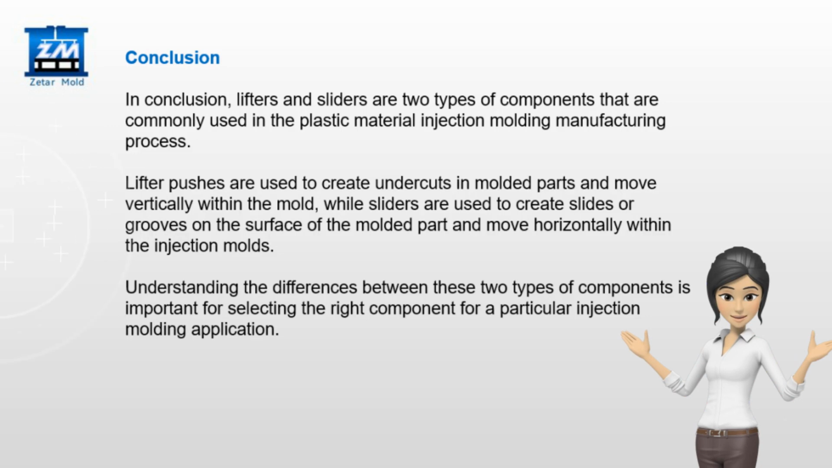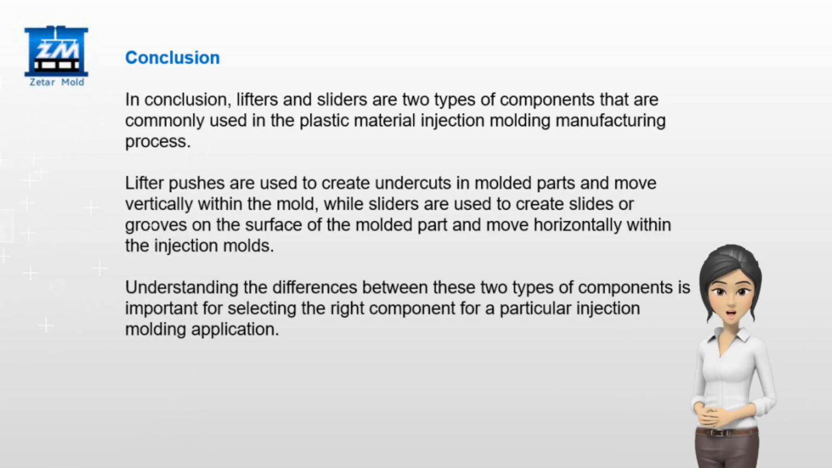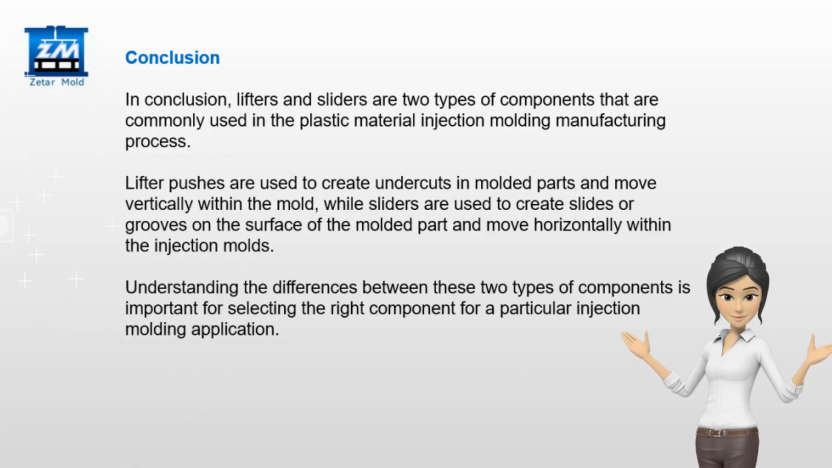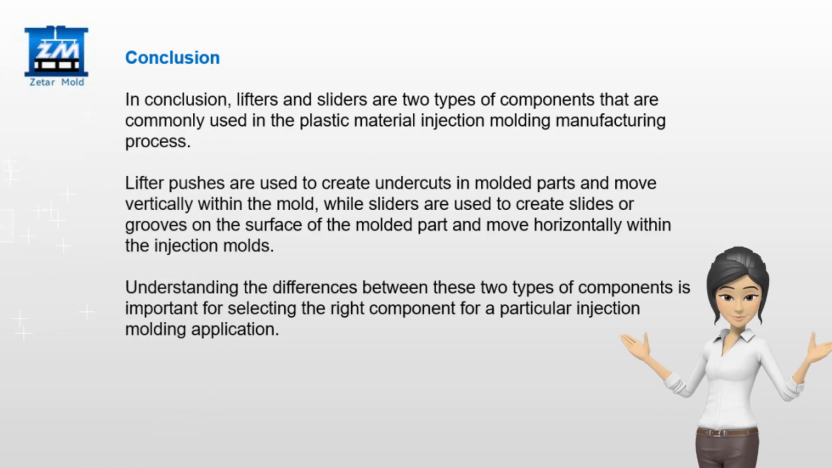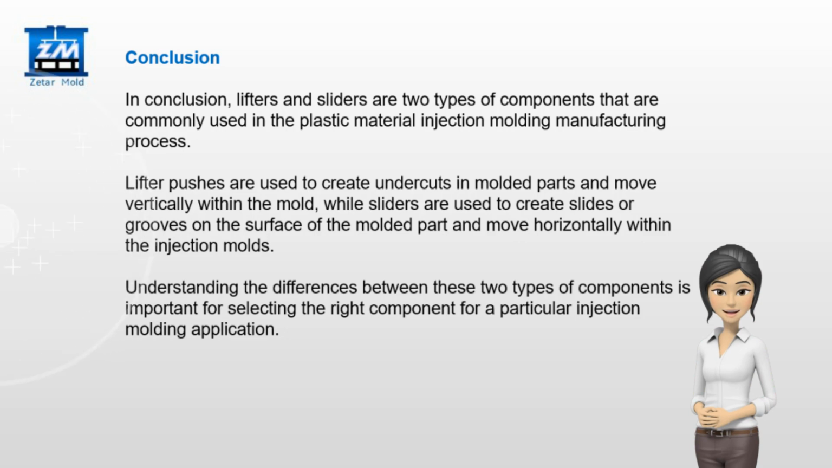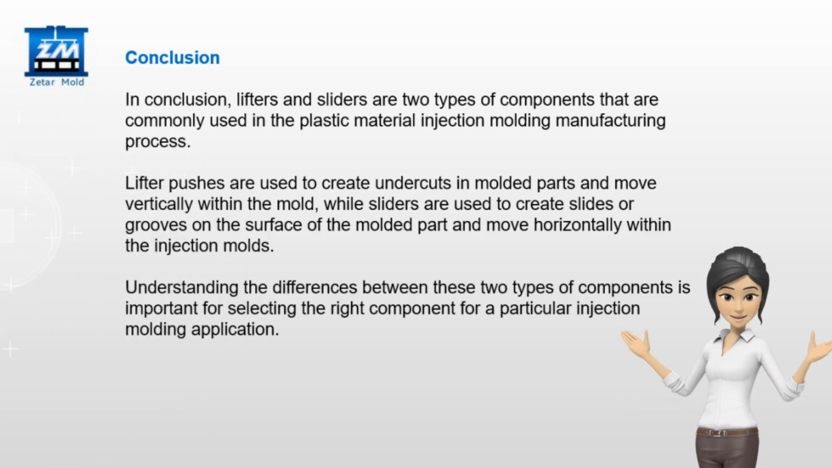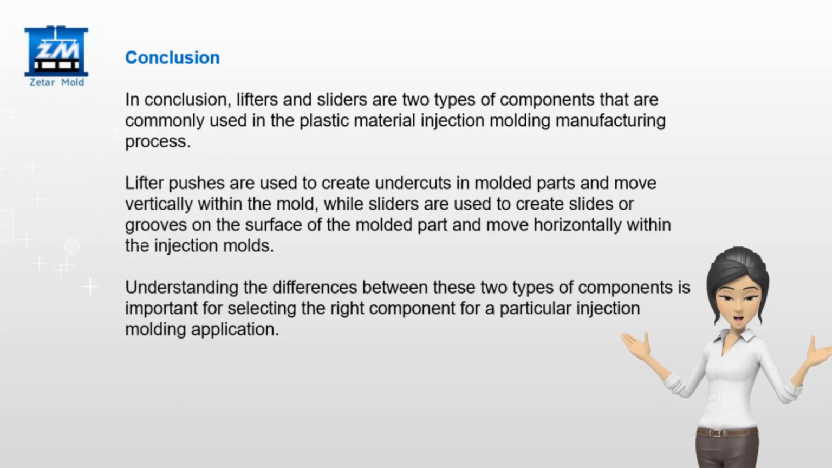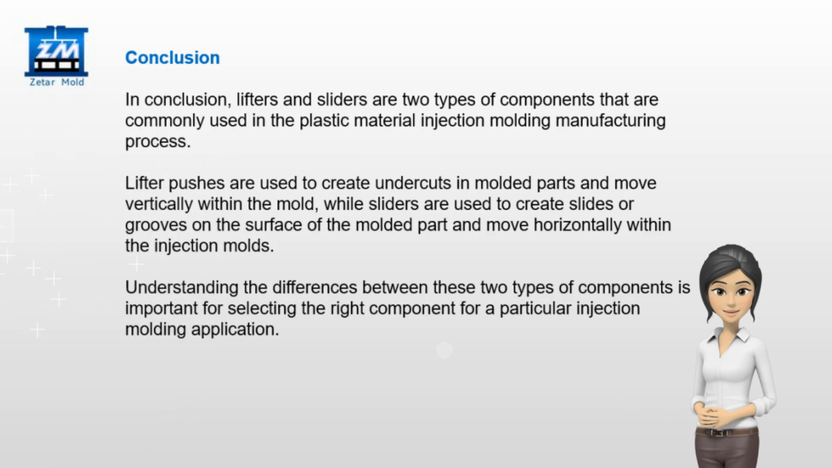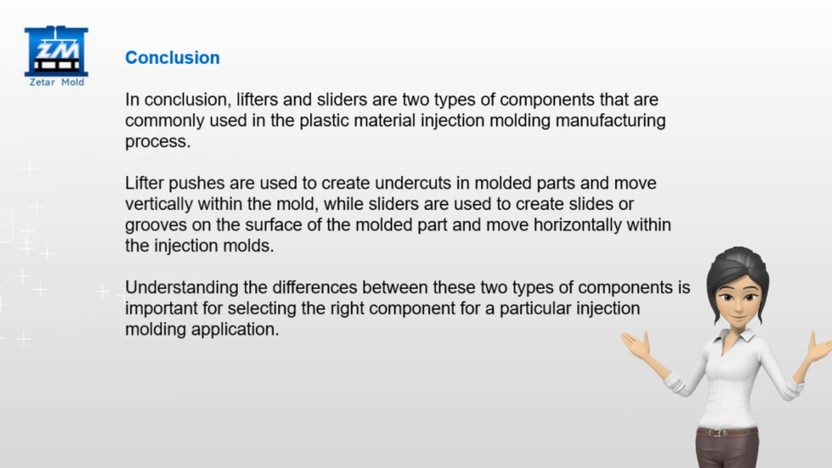Conclusion. In conclusion, lifters and sliders are two types of components that are commonly used in the plastic material injection molding manufacturing process. Lifters are used to create undercuts in molded parts and move vertically within the mold, while sliders are used to create slides or grooves on the surface of the molded part and move horizontally within the injection molds. Understanding the differences between these two types of components is important for selecting the right component for a particular injection molding application.